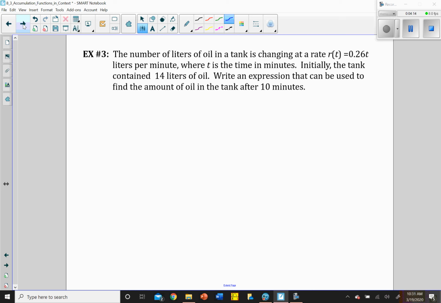The number of liters of oil in a tank is changing at this rate, 0.26 liters per minute. T is the time in minutes. Initially, the tank contained 14 liters of oil. Write an expression that can be used to find the amount of oil in the tank after 10 minutes. So this is just an example of translating a verbal expression into an algebraic expression. So again, we want the initial amount plus the accumulated amount from 0 to 10 minutes, integrating the rate equation.